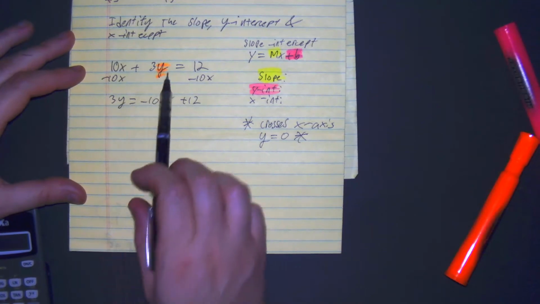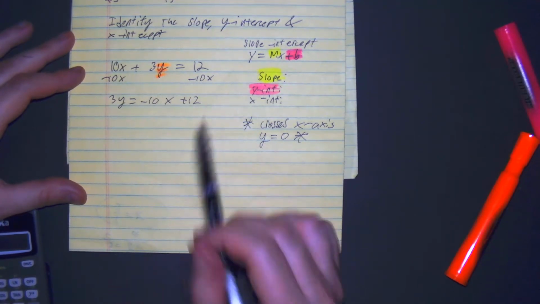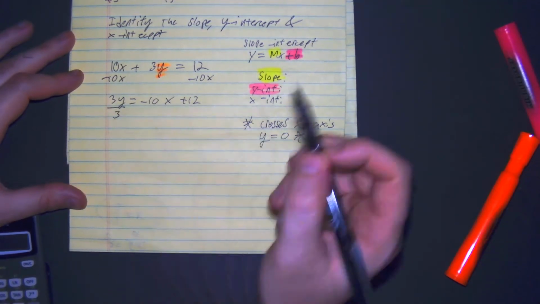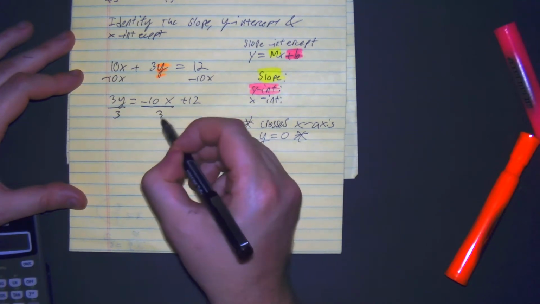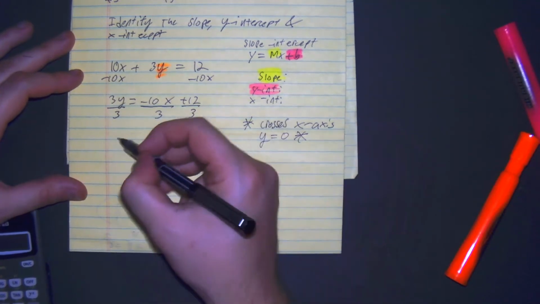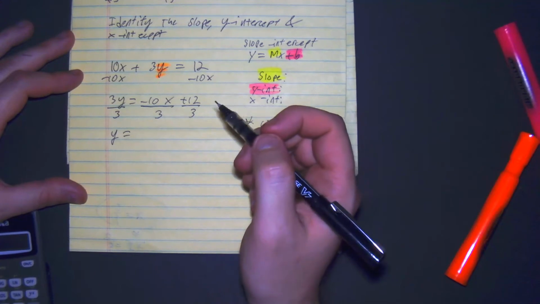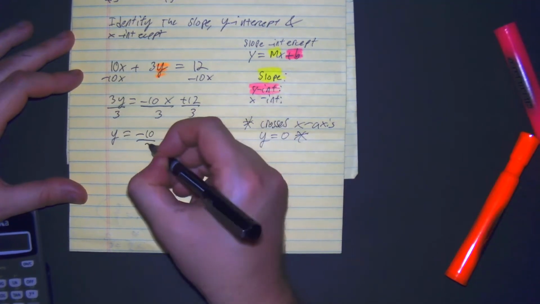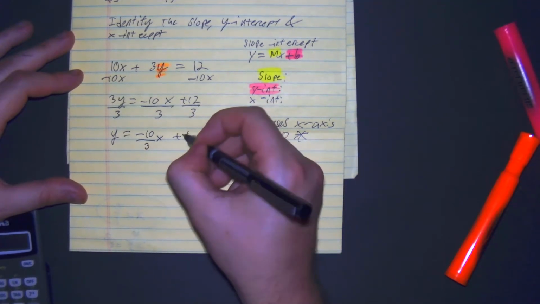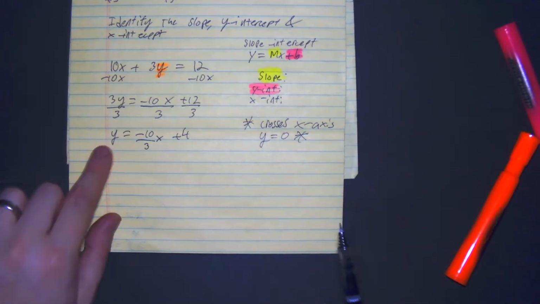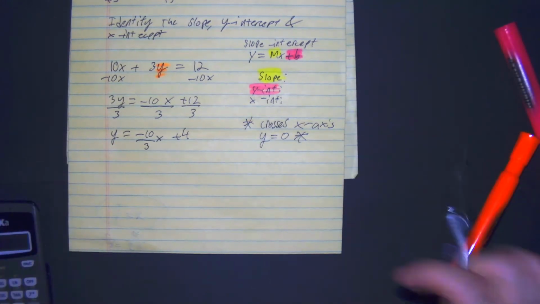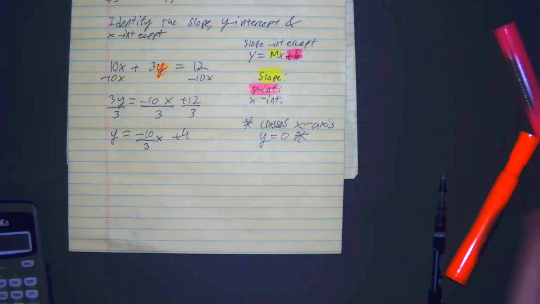From here, we're multiplying 3 times y. Like we see here, we want y by itself. Divide both sides by 3. We get y is equal to negative 10 thirds x plus 4. Is y isolated? It is. We're good. We get 2/3 of this problem done right away.